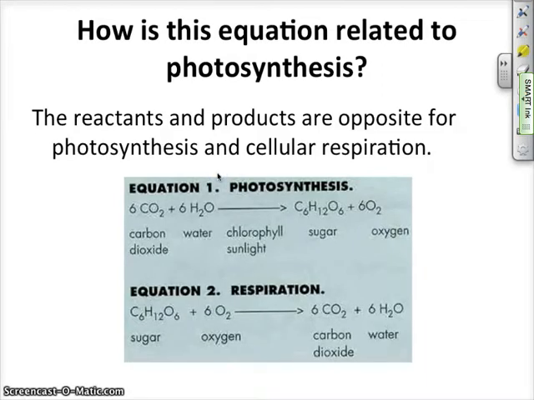So the reactants and products are opposite for these 2 reactions. In photosynthesis, you notice that carbon dioxide and water go in, but in respiration, they're products. The products of photosynthesis, sugar and oxygen, are what go in, or are the reactants, in respiration. So notice that they're opposite each other.